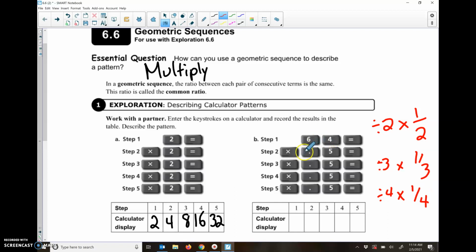So 64 times 1/2. Well, first start with 64. So half of 64 is 32. Half of 32 is 16. Half of 16 is 8. And half of 8 is 4. And so kind of continuing on with that pattern there of multiplying by a half instead of the dividing by 2.